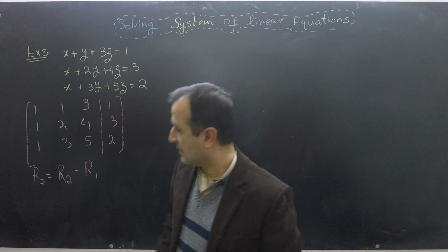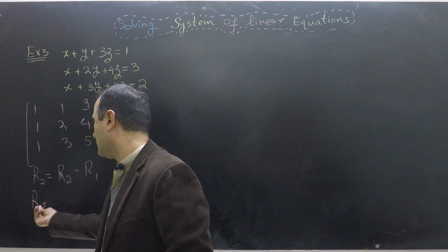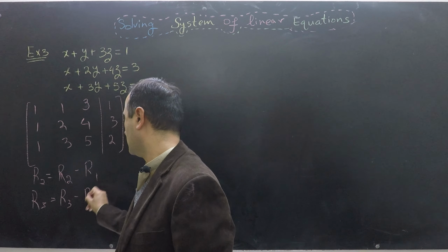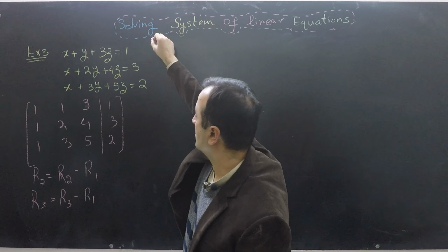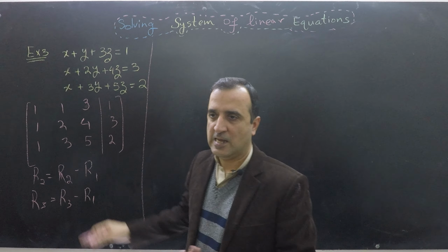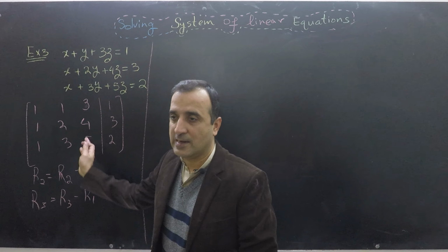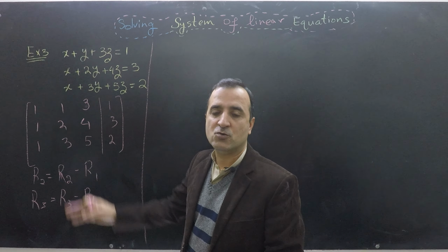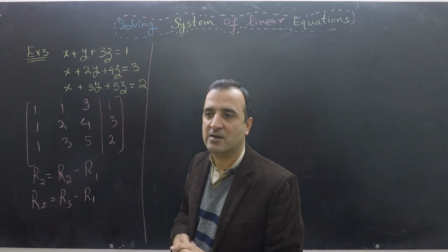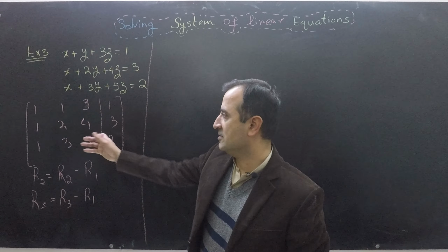So this is our one operation. Then we have another operation, row 3 is equal to row 3 minus row 1. Can we also do row 3 minus row 2? No, not in the same step. If we're changing one row and using it in the next row, then we should do it in two different steps. We can't combine two steps where the same row is involved. So now let's do those operations on this augmented matrix.